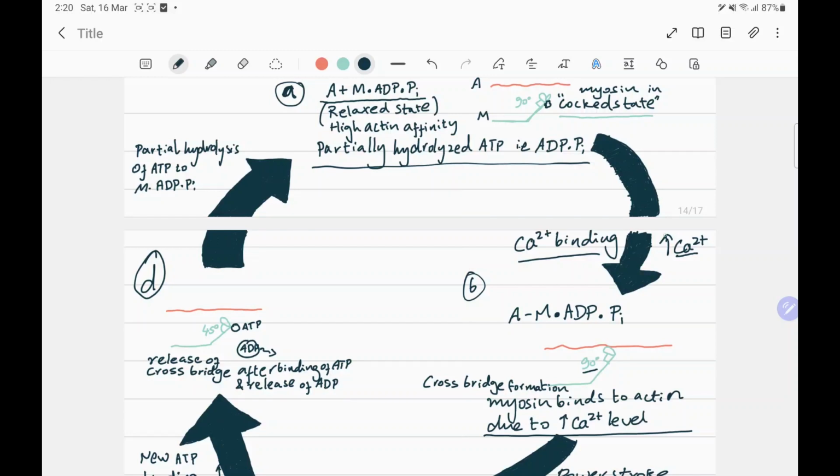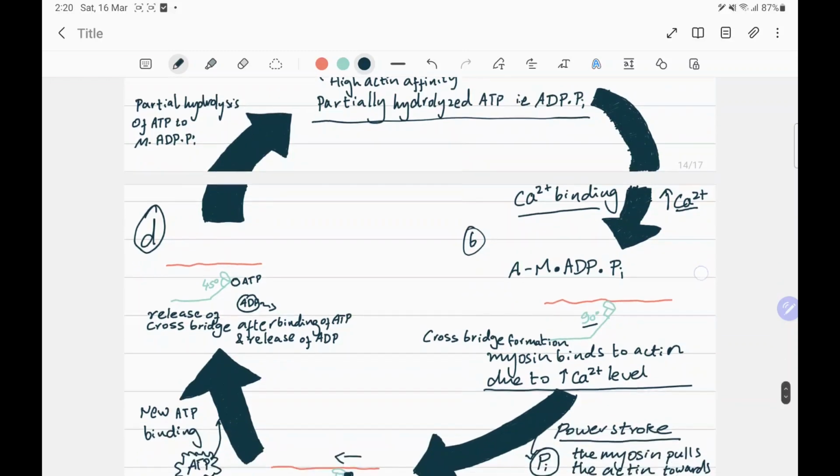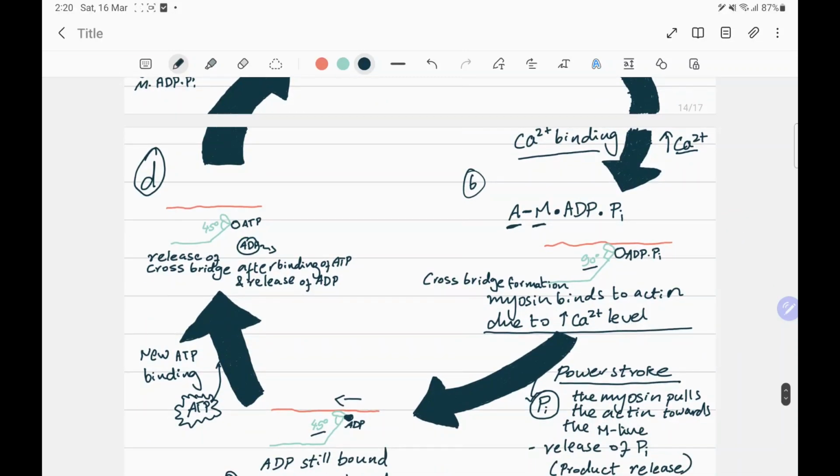Okay, so calcium levels rise, and finally what happens is once the tropomyosin moves out of the way, myosin and actin now fuse. So you can see actin is bound to myosin. There's a cross bridge that has formed over here, and the myosin is still holding on to that ADP.Pi, that partially hydrolyzed ADP molecule, ADP.Pi. It's not completely broken down the bond, but it is not completely intact also. So this is your cross bridge formation. The myosin binds to the actin.